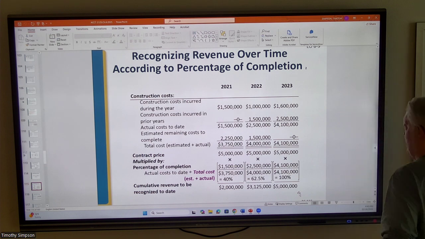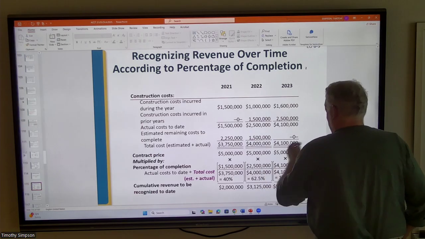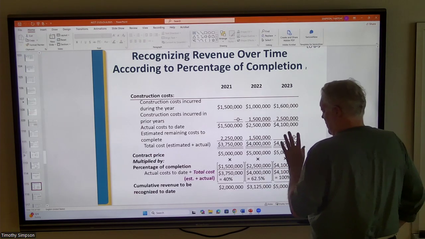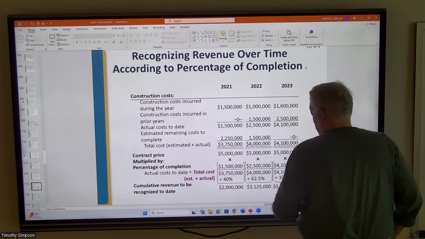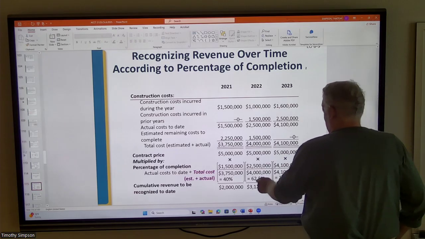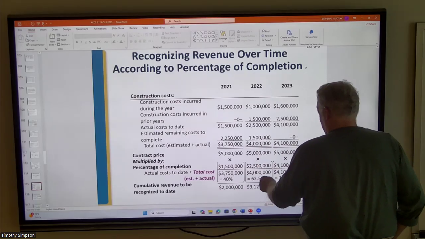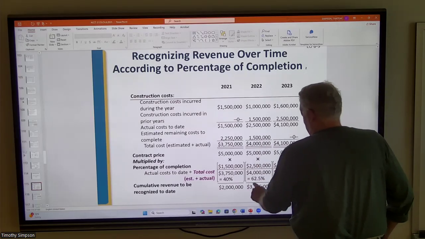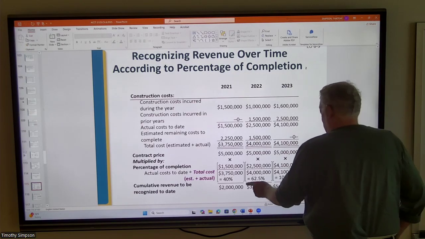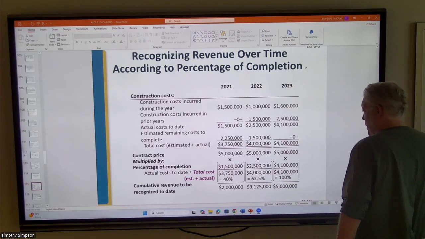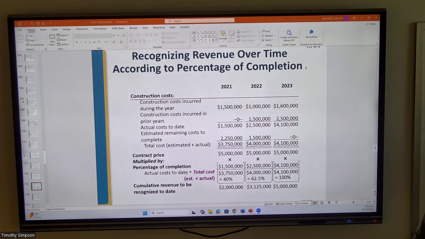And then we do the same as we go on for the second year, 2.5 divided by 4 million, which is the amount that is expected to be completed. Obviously, this will make its way to 4 million at some point, or 4.1 million. 62.5% of 5 million is 3,125,000. This is cumulative, so we've got to take out that 2 million that we had before. And then we're going to go all the way across here. We're going to work our way to $5 million as we do this.